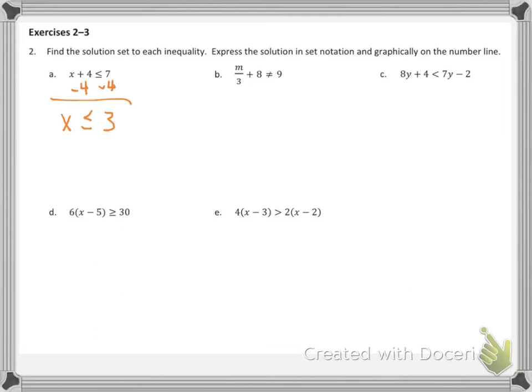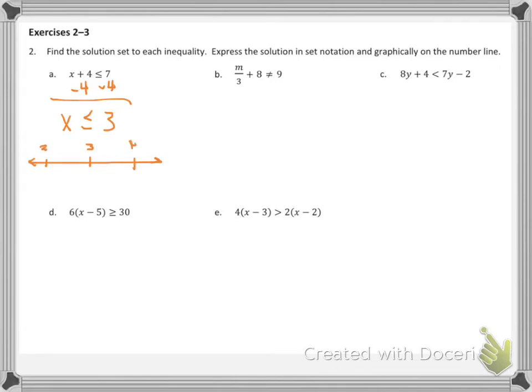So I want to graph this. X is less than or equal to 3. Well, I just need 3 on my number line somewhere. It doesn't matter where it is. I usually put it in the middle just so we can see what's happening. Sorry, that's not a negative 2. That's a 2. And then to the right would be a 4.